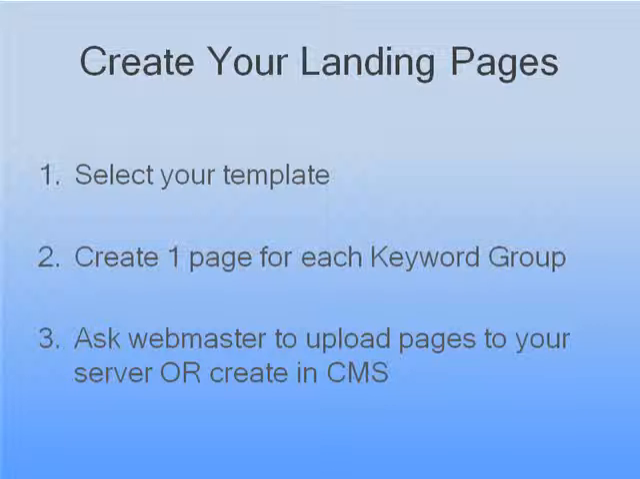Now it's time for you to create your landing pages. First, select one of the landing page templates we provided. If you haven't already, you can download the templates above this video. Second, you're going to use the template to create one landing page for each of your keyword groups. Remember, your landing page should be laser focused, so incorporate the keywords in the group on your landing page to make it more relevant. This will help make your page more relevant to the prospect, and it will also help with your AdWords landing page quality score, which we'll talk about shortly.